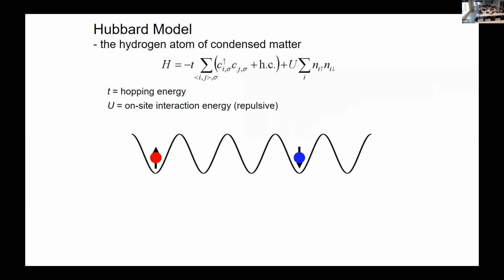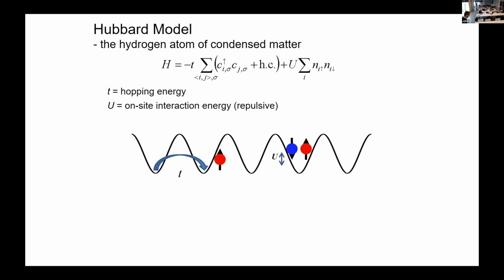So the hydrogen atom of condensed matter physics, I would say, is the Hubbard model. The Hubbard model is ubiquitous. We see it everywhere. It has two terms, one of which is kinetic energy and one of which is potential energy. The kinetic energy is given by the hopping from site to site. And U is the on-site interaction energy, which in this experiment is repulsive and tunable by Feshbach resonance. So that's the tunneling. That's the first term.